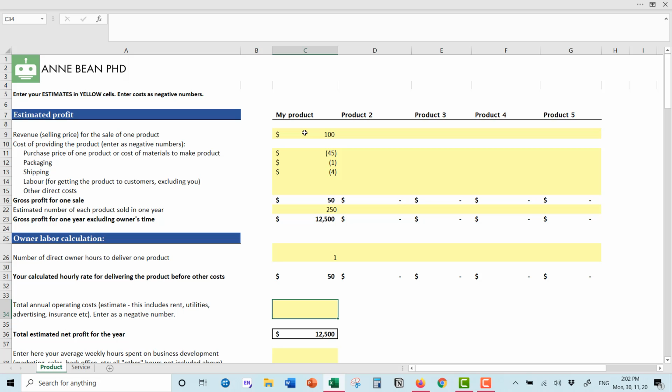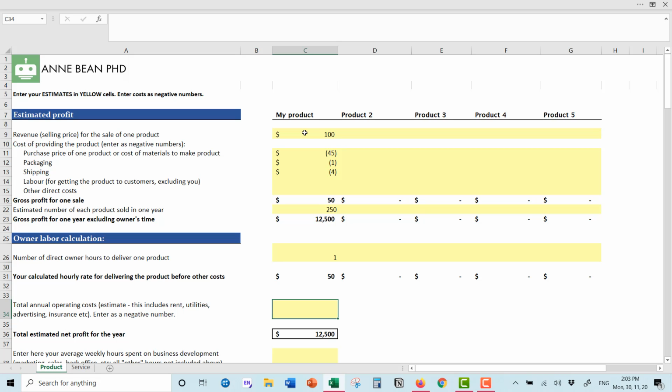Going down to the next yellow cell, it asks us to input the total annual operating costs of the business. So your operating costs are your overhead or your administrative costs. These are the costs that don't really change in relation to how many products you sell. Over a wide range of products, it will. Like there's a big difference in operating costs if you sell 10 products to if you sell 1 million. But quite often they're fairly static within a reasonable range of the number of products that you're going to sell.